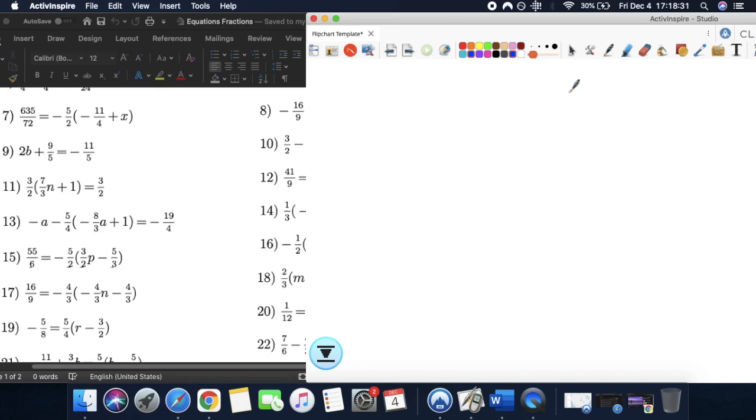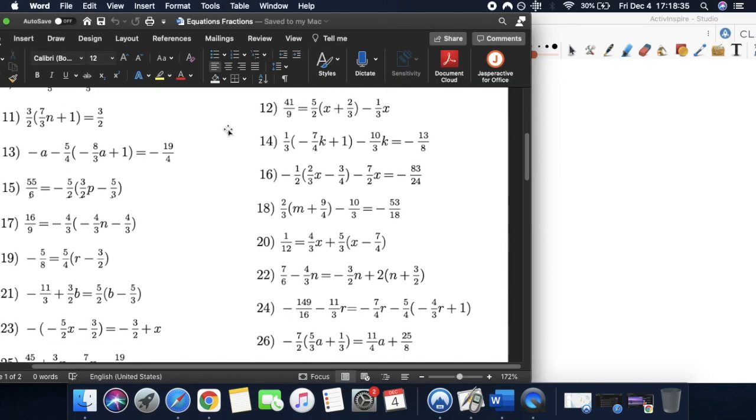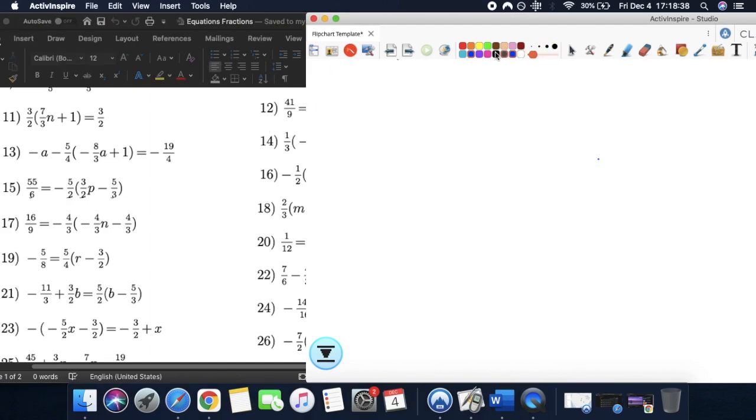That was 17, and then I'm going to go to 21. Okay, so 21, right? So we're moving relatively fast. Negative 11/3 plus 3/2 of b equals 5/2 of b minus 5/3. I will do this really properly.